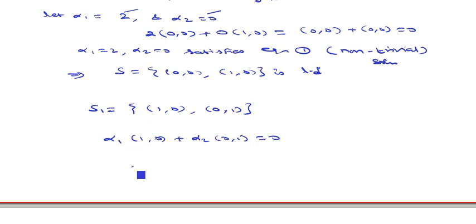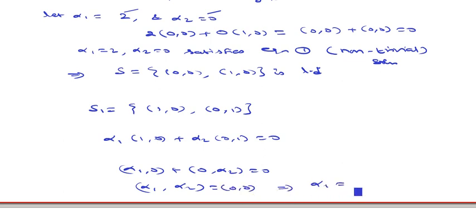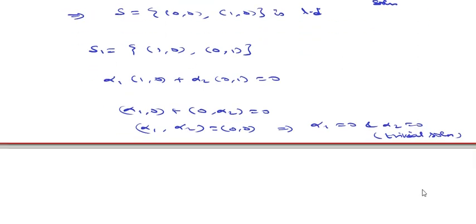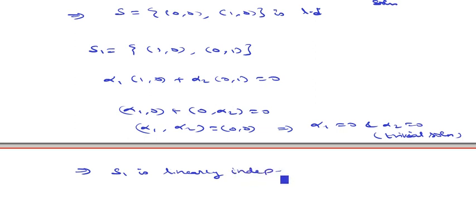Multiplying here, you will get (alpha 1, 0) plus (0, alpha 2) equal to 0. Adding the first component and adding the second component, we get (alpha 1, alpha 2). The right hand side 0 means it's (0, 0). So equating, we get alpha 1 equal to 0 and alpha 2 equal to 0. This is the trivial solution. Therefore we get only the trivial solution, so this implies S1 is linearly independent.